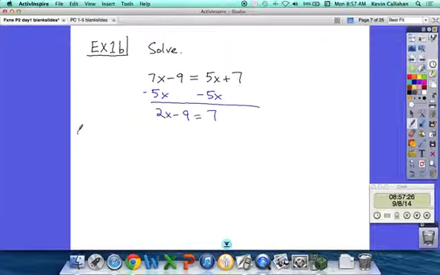Then get the constants on the other side. What should I do? Ariel? Add 9. 2x equals 16. Last step. Divide by 2. x equals 8. Easy stuff.